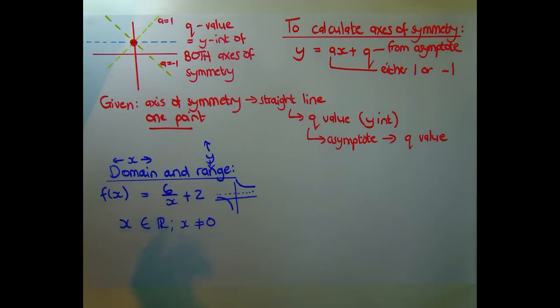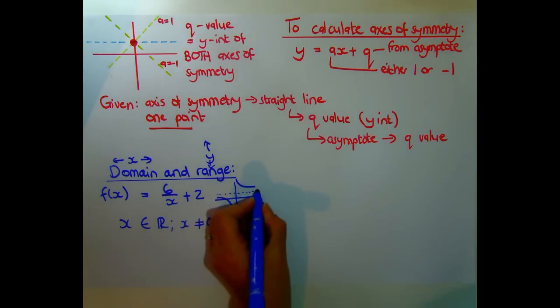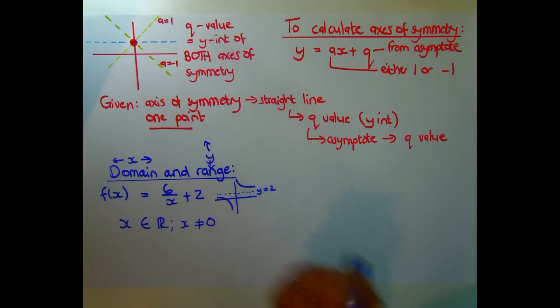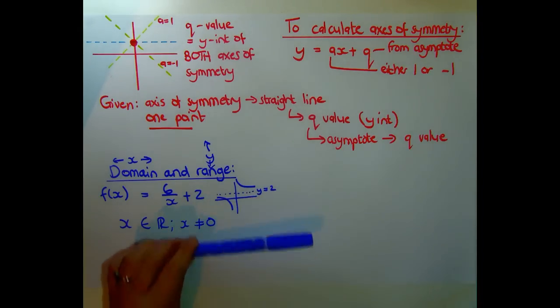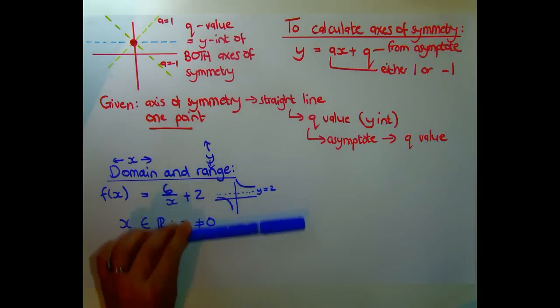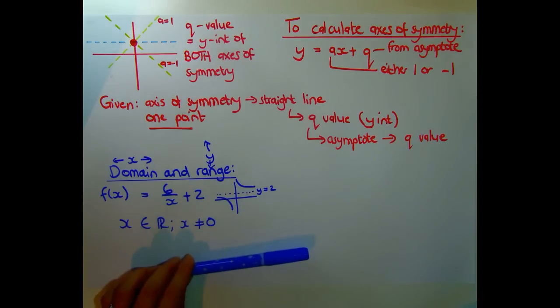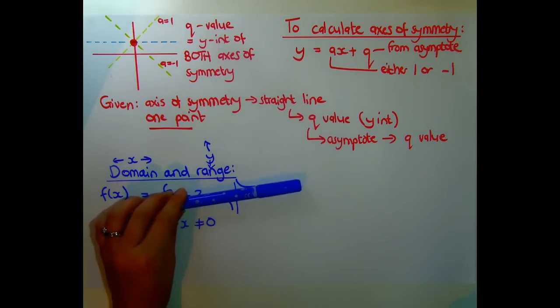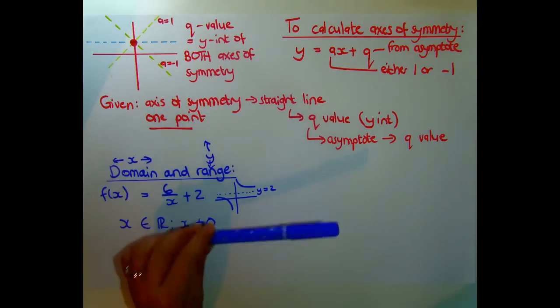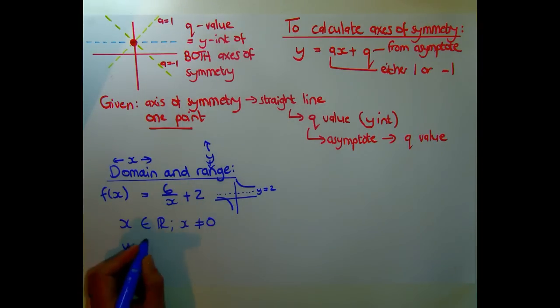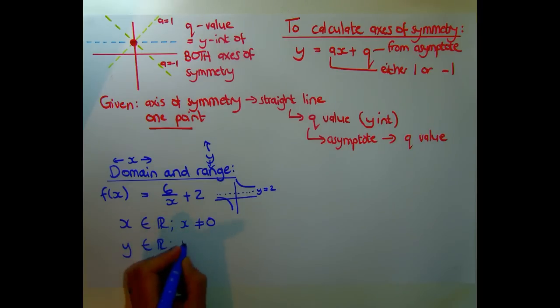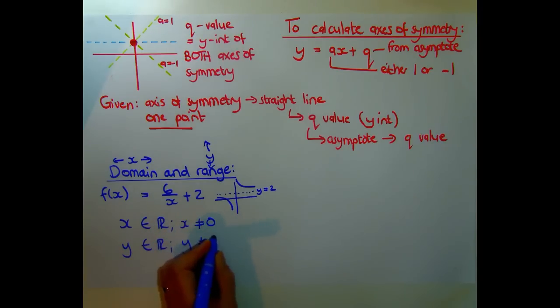The domain is actually the same, excepting it's not for 0. This one, the asymptote was on y equals 2. So how far down can it go? Well, as far as you like, down to negative infinity, except it can't be 2. And then from 2 up it can go to positive infinity. So we can write that y is anything, excepting y may not be 2.